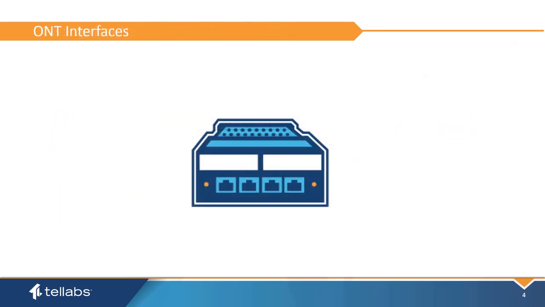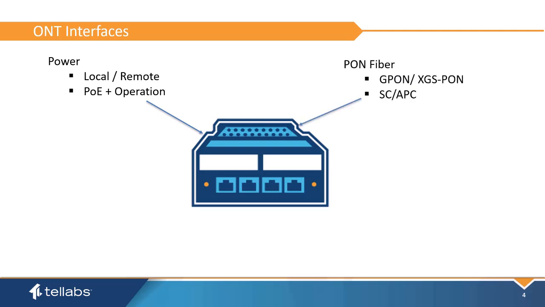All ONTs require power and a PON interface. Power can either be local using a power adapter or remote using a power distribution unit. The PON interface can either be GPON or XGS-PON, but is always an SC-APC fiber connector. ONTs only have end-user Ethernet ports and do not have a console interface. Uniports are all RJ45 and, depending on the ONT, can support 1 gig, 2.5 gig, and 10 gig Ethernet.